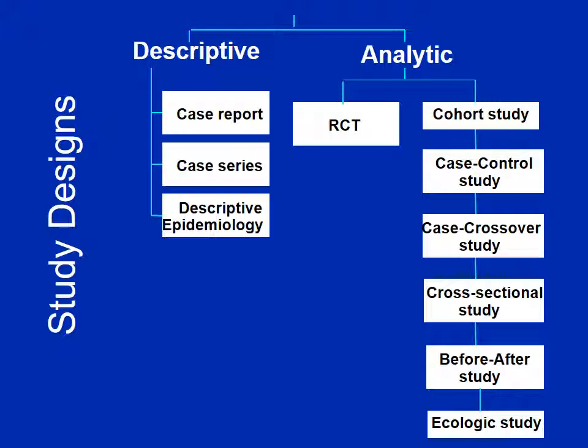RCTs, or randomized controlled trials, and cohort studies produce the strongest evidence for the links, whereas ecologic studies, which group people on geographic settings, like where they live, are harder to use to demonstrate evidence, although they're still also considered analytic studies.